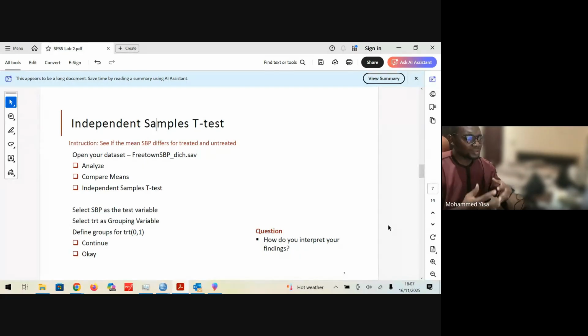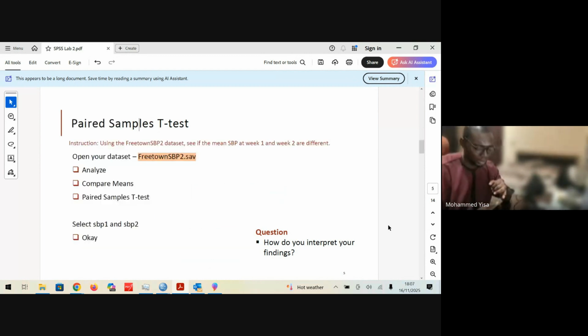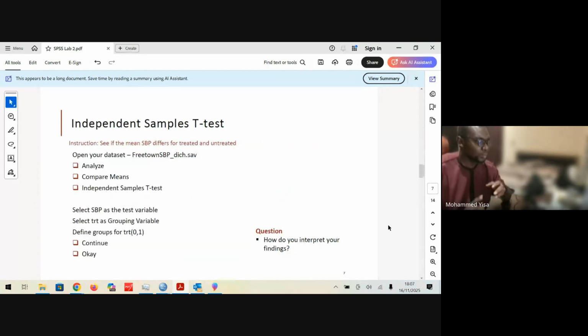So we have done now a one sample t-test. We have done a one sample t-test. We have done a paired sample t-test. Now we are going to do an independent sample t-test. So this independent sample, you are looking at two different groups.